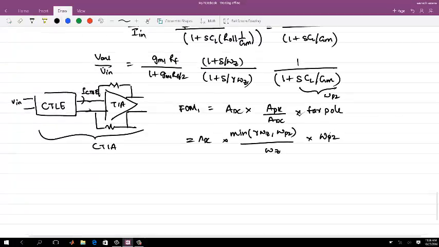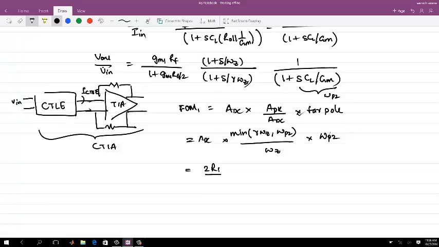So okay, now let me just do the same approximation, which is 2 RF by RS into gamma, if gamma omega Z is the dominant pole, and omega P2 is GM, so this omega P2 is basically GM by CL, right?